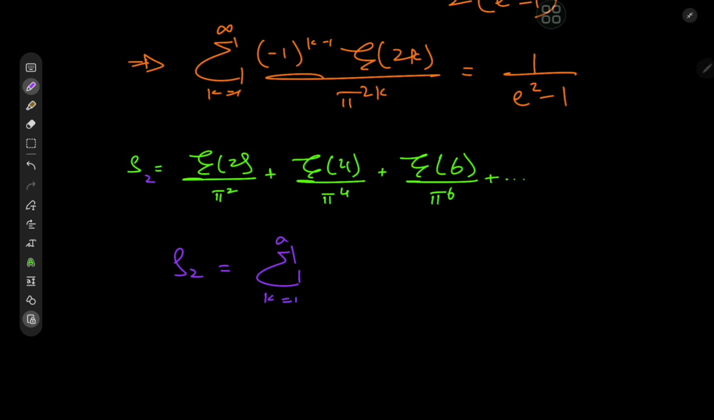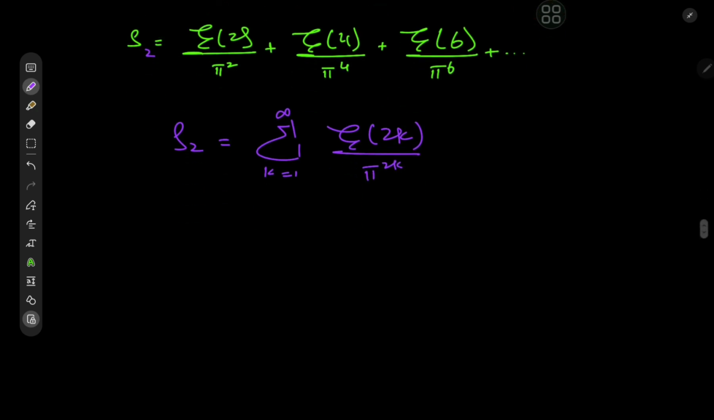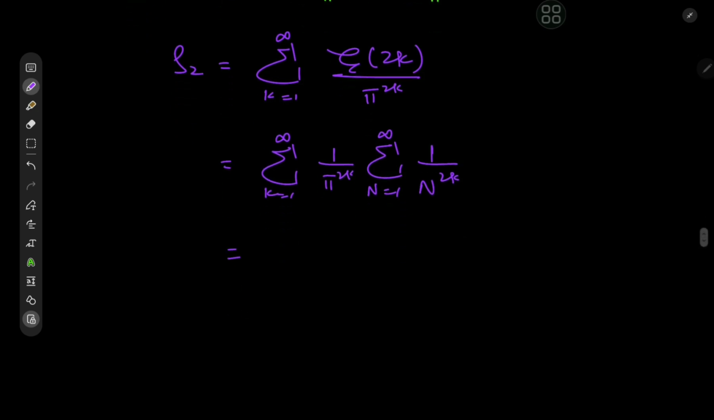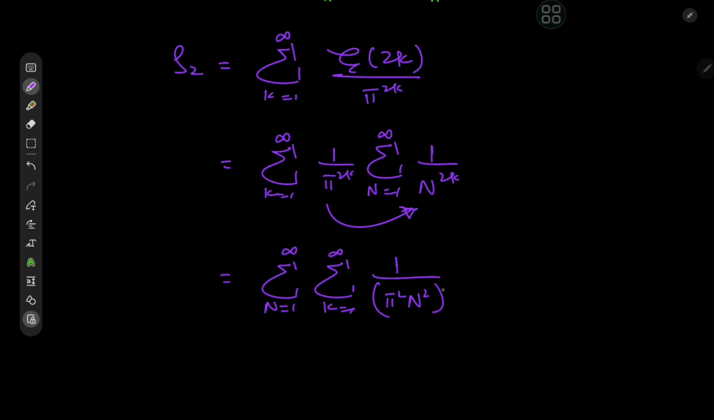So we have the sum over k from 1 to infinity of zeta 2k divided by pi to the 2k. And again, we'll expand the zeta function as an infinite series. So we have the sum over k of 1 by pi to the 2k times the sum over n from 1 to infinity of 1 by n to the 2k. And again, shifting this term inside the sum with respect to n and switching up the operators gives us the sum over n from 1 to infinity, sum over k from 1 to infinity of 1 by pi squared n squared to the k.